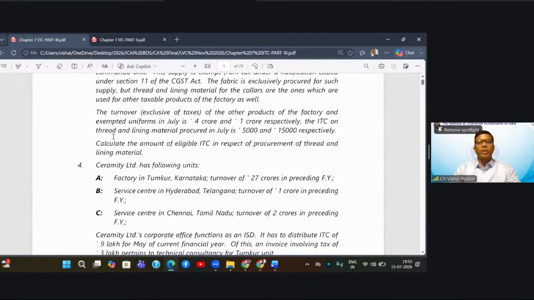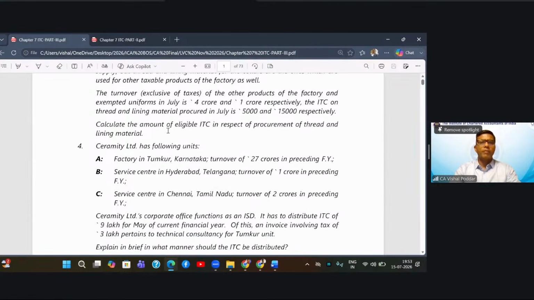Now, the ITC on the threads and the lining material. They have only given it for thread and lining material, not for fabric. So this is common, we know. So 5,000 and 15,000. Now calculate the amount of eligible ITC in respect of procurement of thread and the lining material. So what I will do, 5,000 plus 15,000, my total common credit is 20,000, multiplied by 1 crore upon 5 crore. This is the calculation given in Rule 42, read with section 17(2).